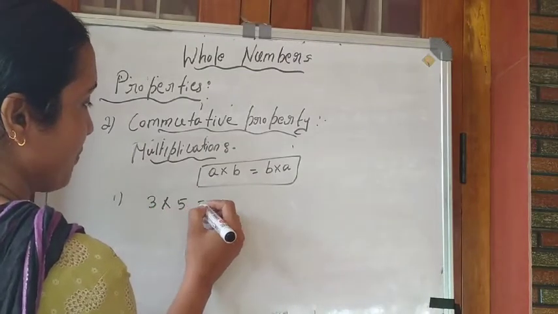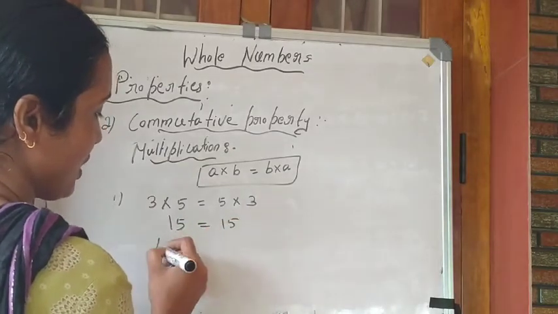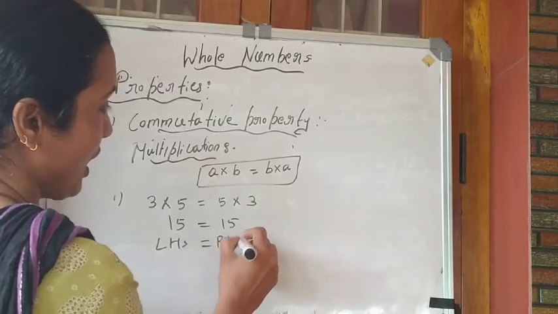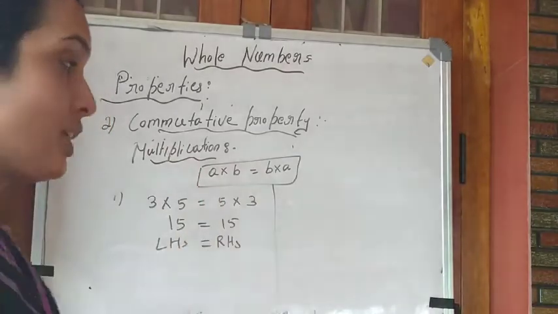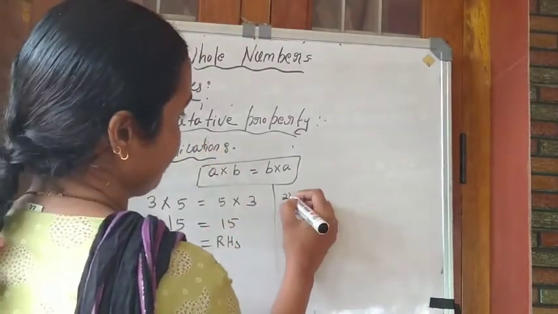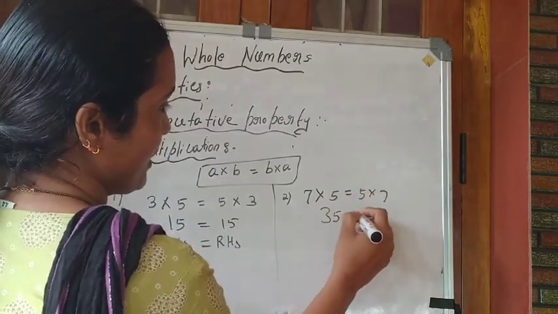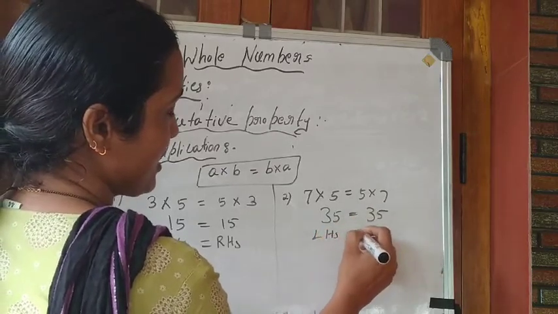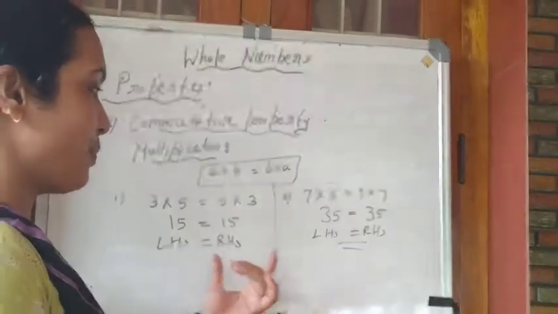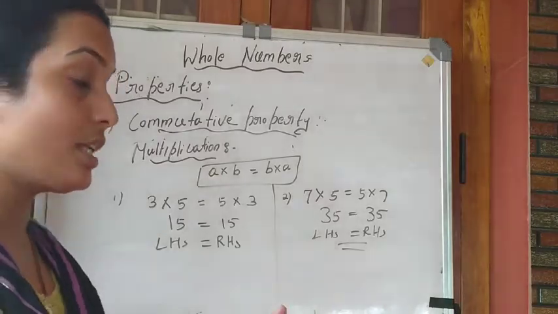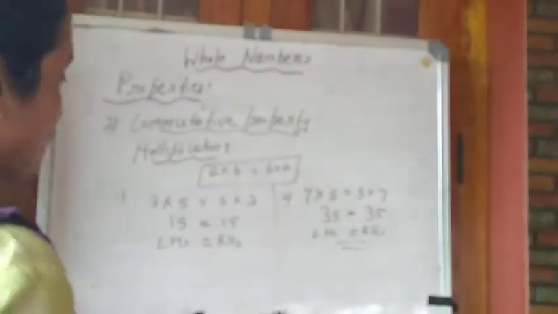3 into 5 is equal to 5 into 3. 3 fives are 15, 5 threes are 15. LHS equal to RHS. In both cases LHS and RHS are equal. I'll take one more example: 7 into 5 is equal to 5 into 7. 7 fives are 35, 5 sevens are 35. LHS equal to RHS. So the conclusion is commutative property is satisfied for multiplication of whole numbers.